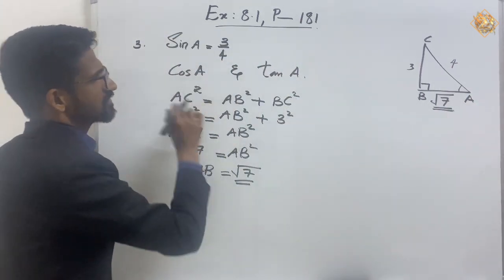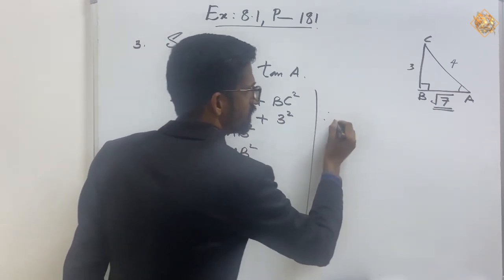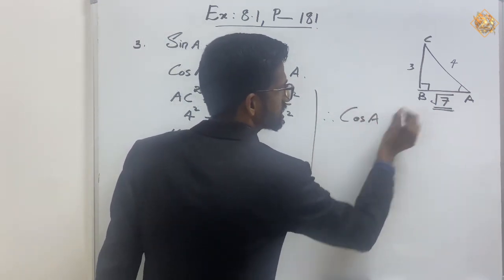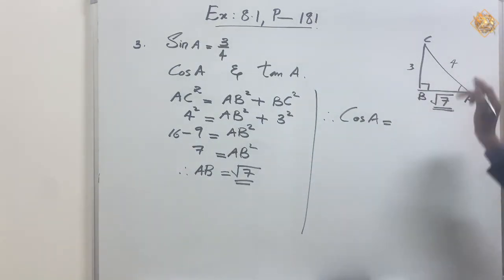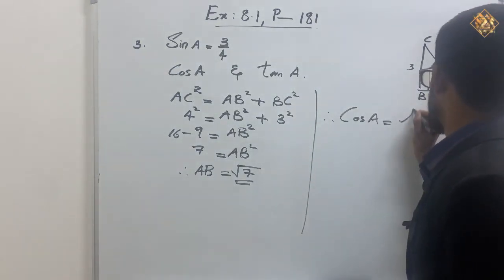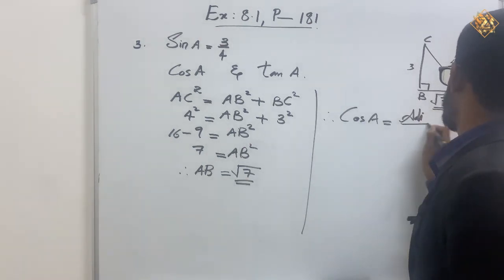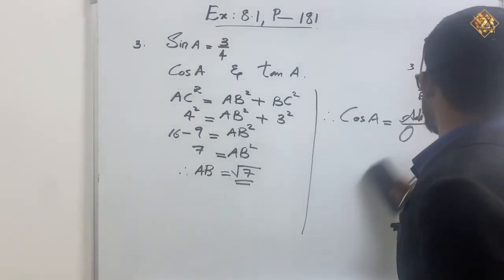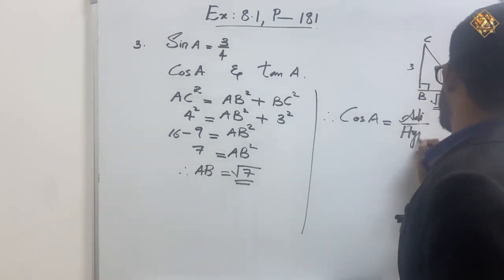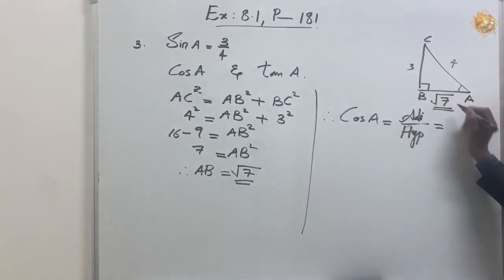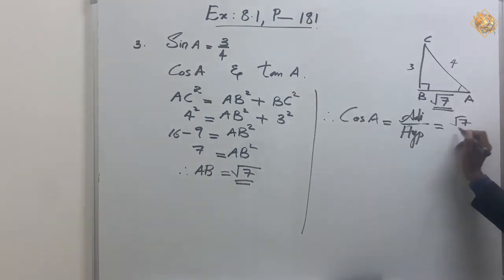Applying this value, we can get cos A. Cos A is adjacent side by hypotenuse. Adjacent is root 7, and the length of hypotenuse is given as 4.